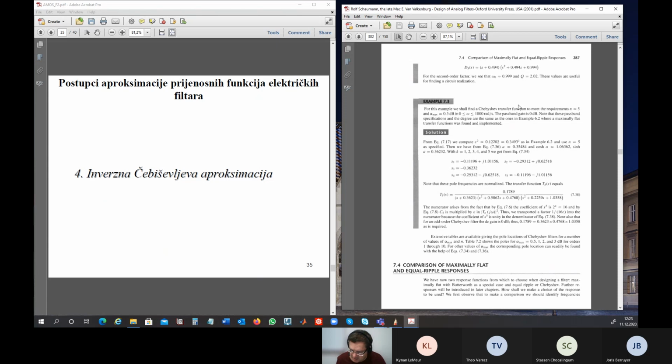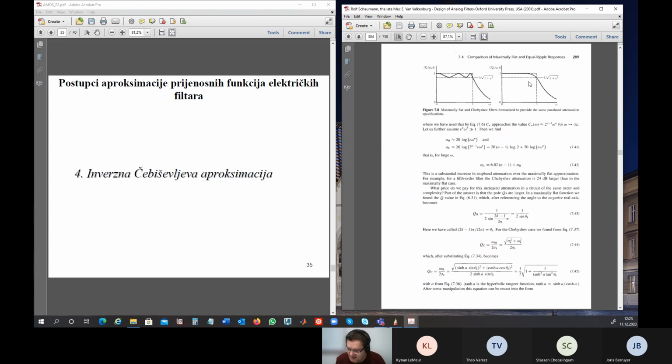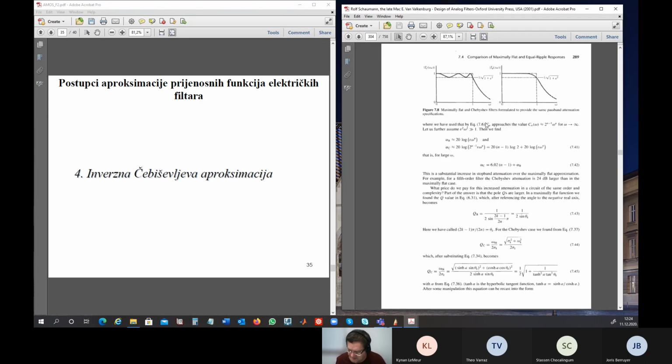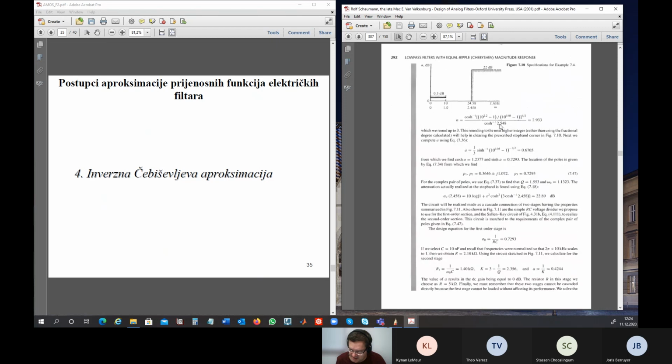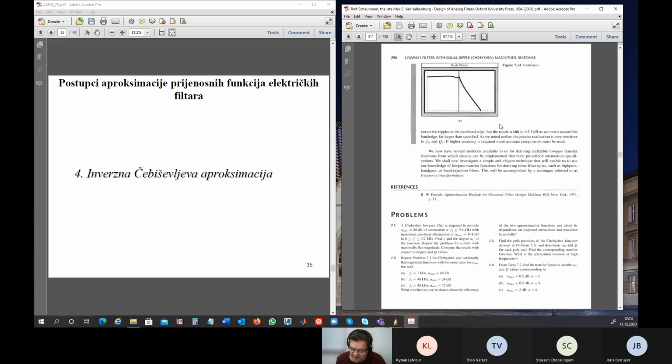And then finally, comparison of maximally flat and equiripple. You have it here on this figure. You see that the maximally flat needs a higher order than the equiripple of Chebyshev. Okay. This is an example of filter design, and that's it. This is everything what you have to learn for today.